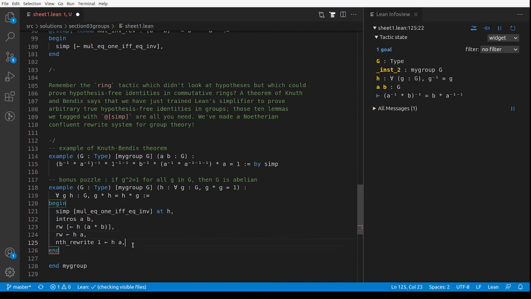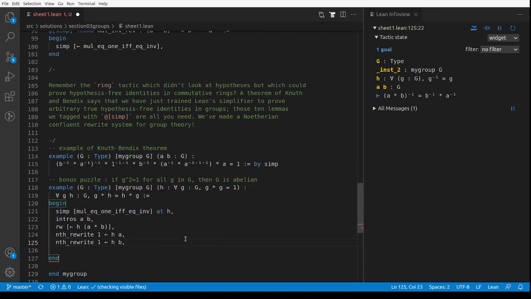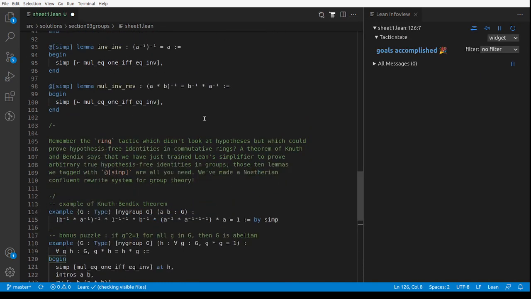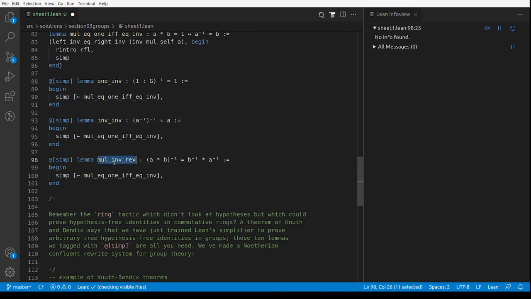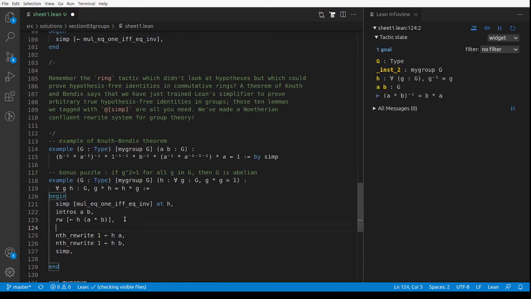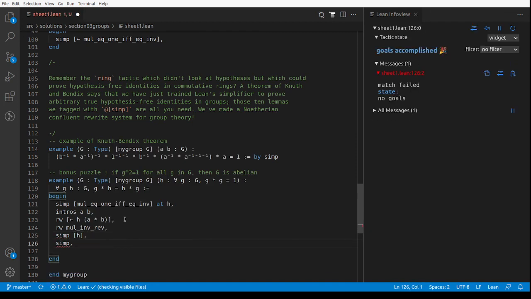Nth rewrite 1 HA, and in fact you see I've got to get rid of that one, of course, and then nth rewrite 1 HB, and now this is exactly, and now the simplifier will do it right there, because the simplifier knows mul inv rev. In fact, the simplest thing to do is once I've done that one, I can just rewrite this one, can't I? There, and now I wonder if simp h will do it now. There you go. So that's a bit shorter.